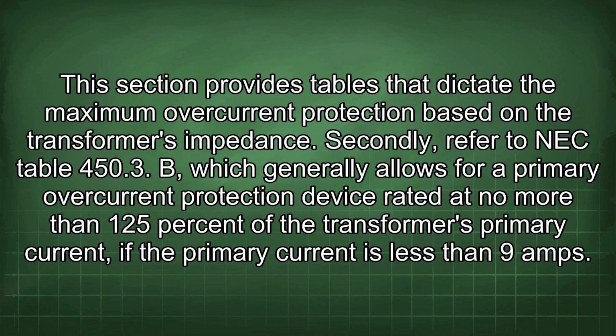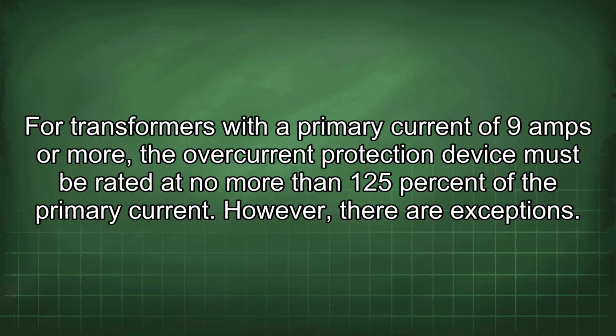Secondly, refer to NEC Table 450.3(B), which generally allows for a primary overcurrent protection device rated at no more than 125% of the transformer's primary current, if the primary current is less than 9 amps. For transformers with a primary current of 9 amps or more, the overcurrent protection device must be rated at no more than 125% of the primary current.